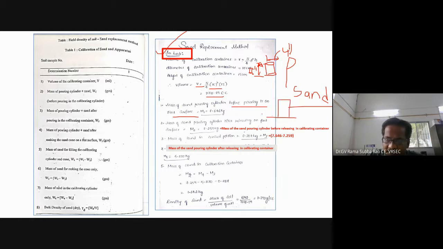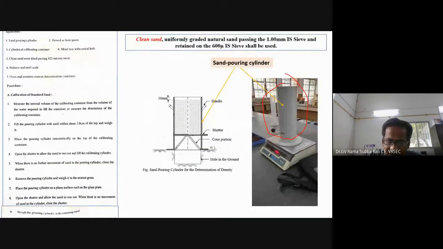This is the sand pouring cylinder where the sand is poured. We leave 1 centimeter of space at the top, but the remaining portion is filled with sand. This sand should be clean, uniformly graded sand, and it should pass through a 1 mm sieve and be retained on a 600 micron sieve.